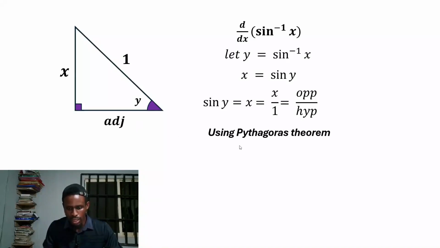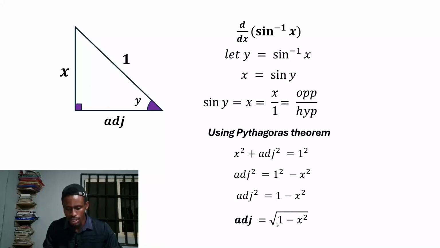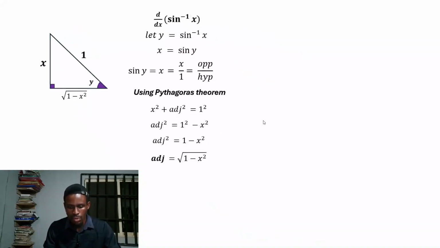So using Pythagoras theorem, we are going to have that x squared plus adjacent squared equals 1 squared. So making adjacent the subject of the formula, this is what we have. Then adjacent squared is equal to 1 minus x squared, where adjacent is the square root of 1 minus x squared, which is the adjacent here. All right, so let's push this aside.